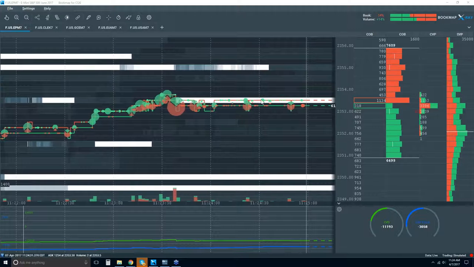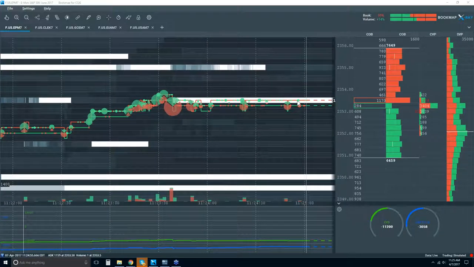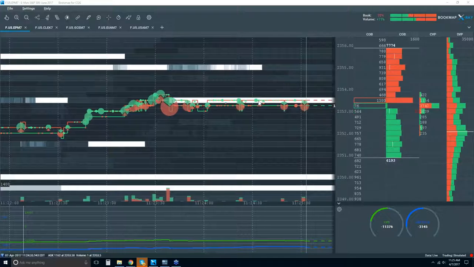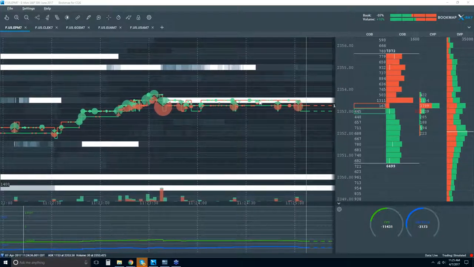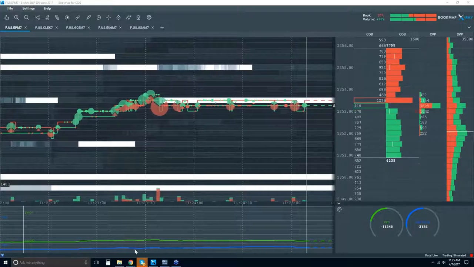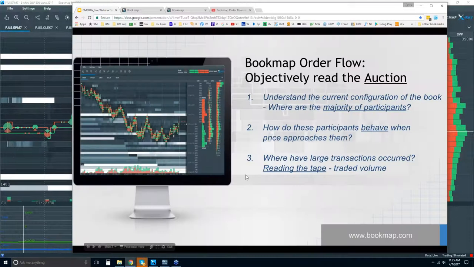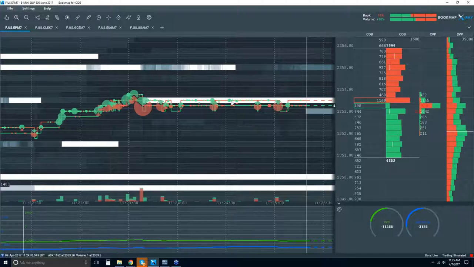Their intent is to get filled, and they are getting filled right now. We can see the transactions, the green dots taking place right into that liquidity. This answers that second question for us. That second question is, how do these participants behave when price approaches them? This goes even a step further: not only approaches them, trades into them.